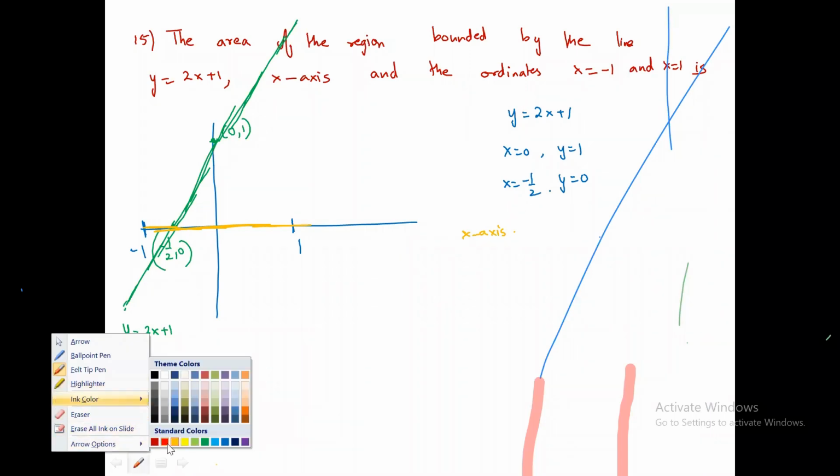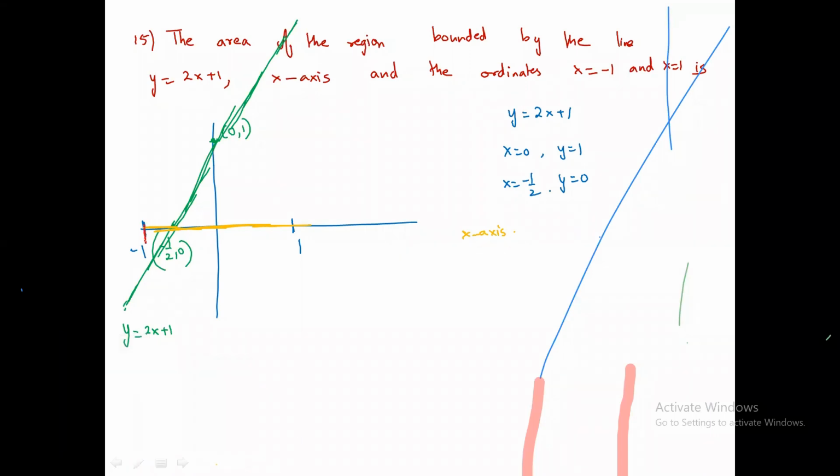Apart from that, what they gave? X equal to -1. X equal to -1 is here. This is x equal to -1. Then they gave x equal to 1. X equal to 1 is here. This is x equal to 1. So the region bounded by all these, this is a part of the region. This is another region. You have to find.